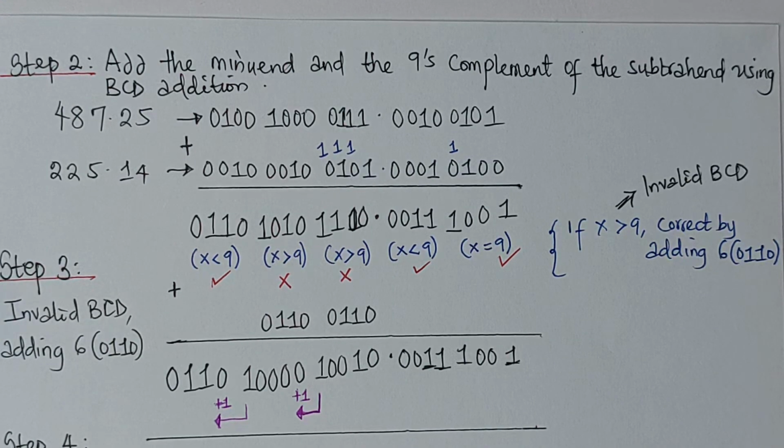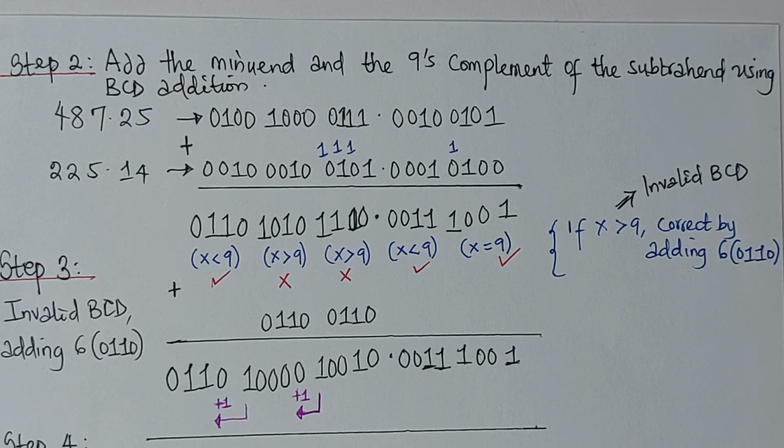Now, let's proceed with step 2. In our step 2, it states that we have to add whatever value we've gotten for the 9's complement of the superior end to the minor end. But in this scenario, we are going to use the BCD addition. So take note of that.